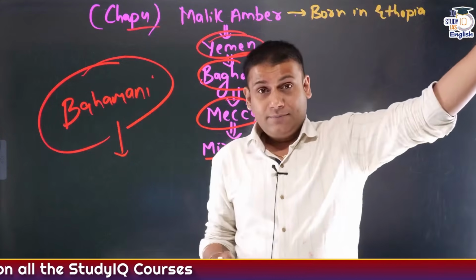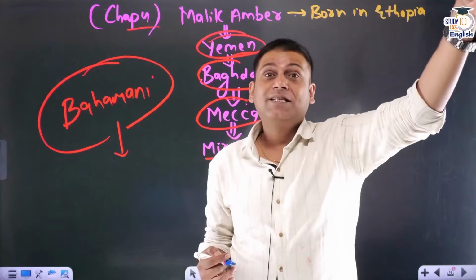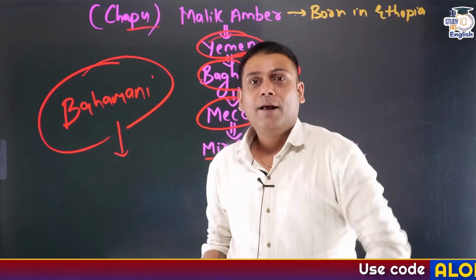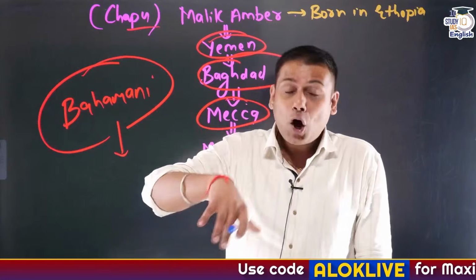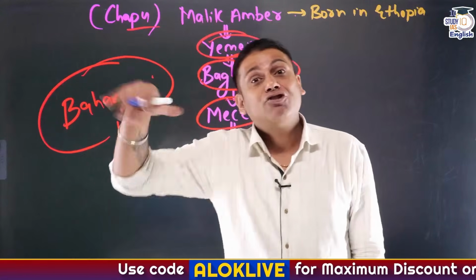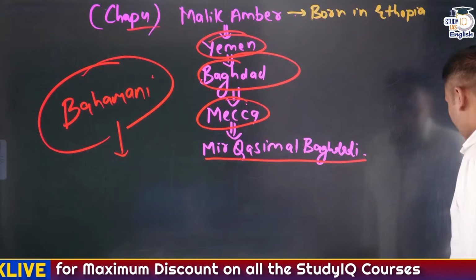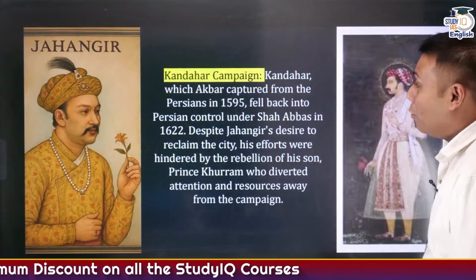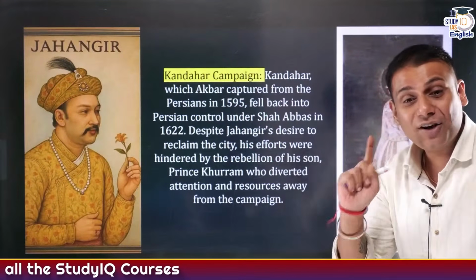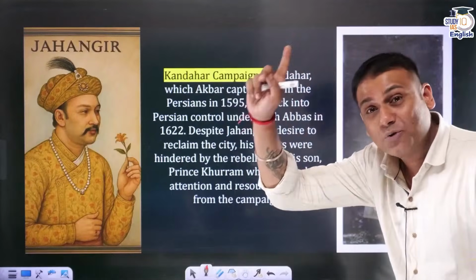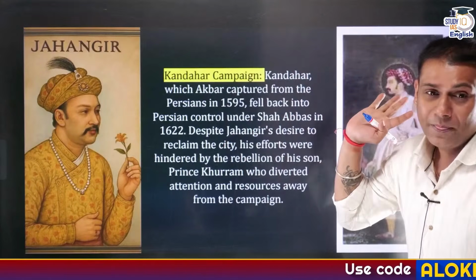Like Jahangir, or Prince Salim, who had revolted against his father Akbar, similarly Prince Khurram, son of Jahangir, also referred to as Shah Jahan, revolted against whom? Jahangir. And the major reason here was whom? The major reason here was Jahangir's wife Nur Jahan. Okay.